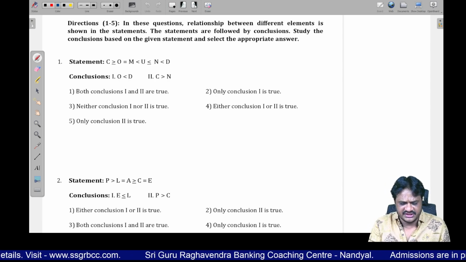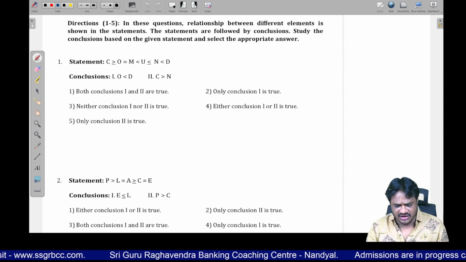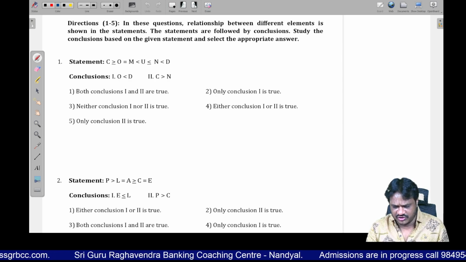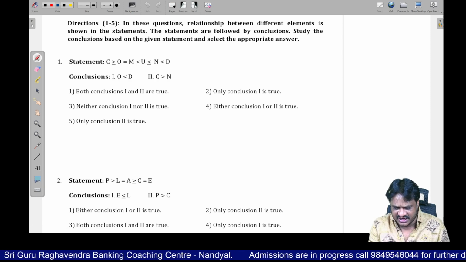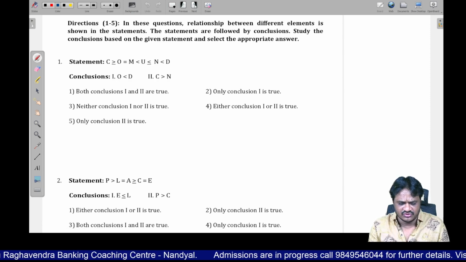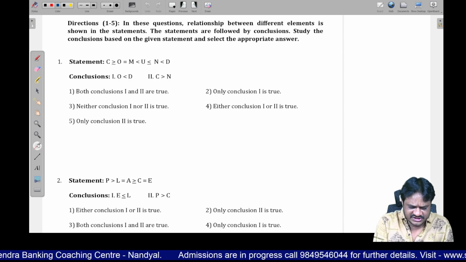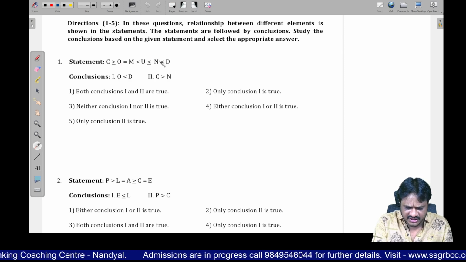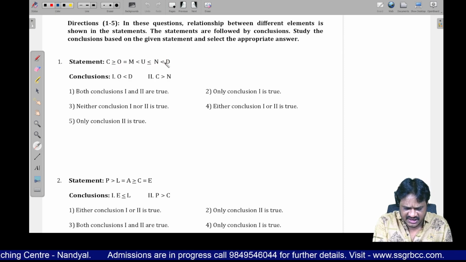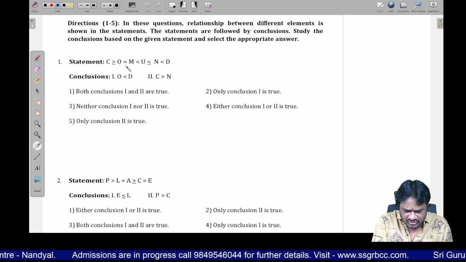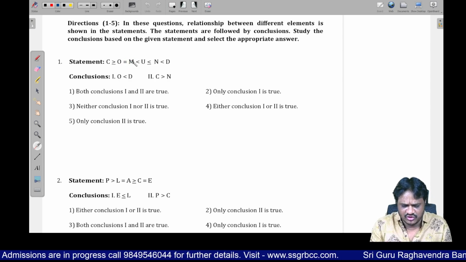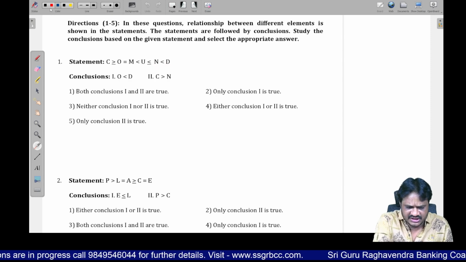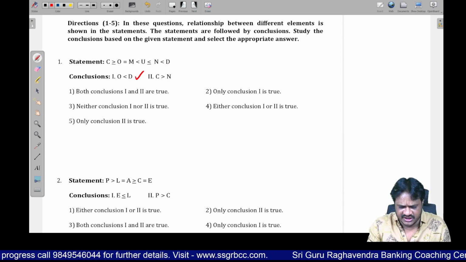Now, let us see this statement. C greater than or equal to O, O is equal to M, M less than U less than or equal to N, N less than D. Now, observe the two conclusions that are given. O less than D. See here, O and D. Continuously less than is following. If equal to is there, that means O equal to M, instead of M you can write O. So O to D continuously less than is there. Therefore, first one definitely follows.